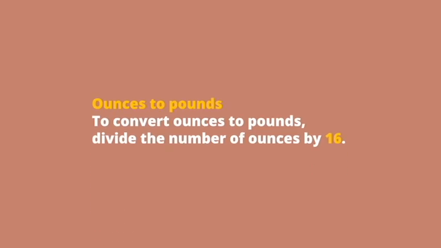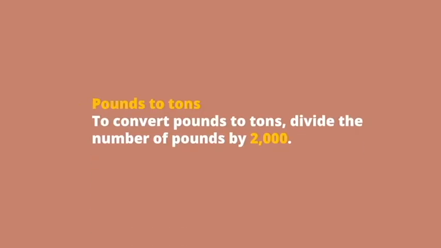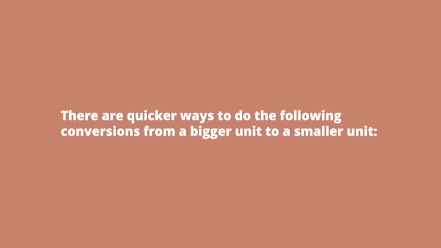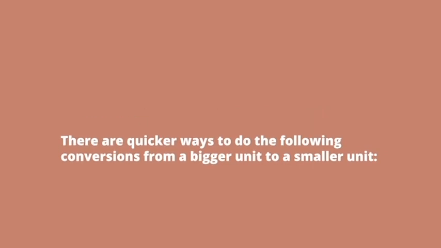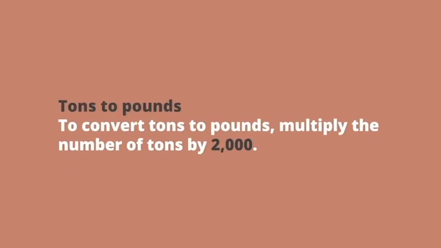Ounces to pounds. To convert ounces to pounds, divide the number of ounces by 16. Pounds to tons. To convert pounds to tons, divide the number of pounds by 2,000. There are quicker ways to do the following conversions from a bigger unit to a smaller unit. Pounds to ounces. To convert pounds to ounces, multiply the number of pounds by 16. Tons to pounds. To convert tons to pounds, multiply the number of tons by 2,000.